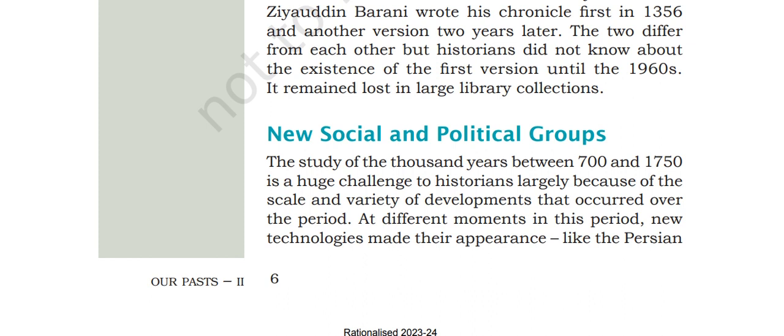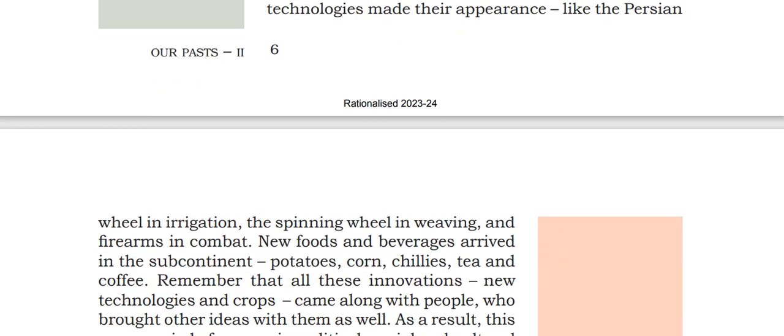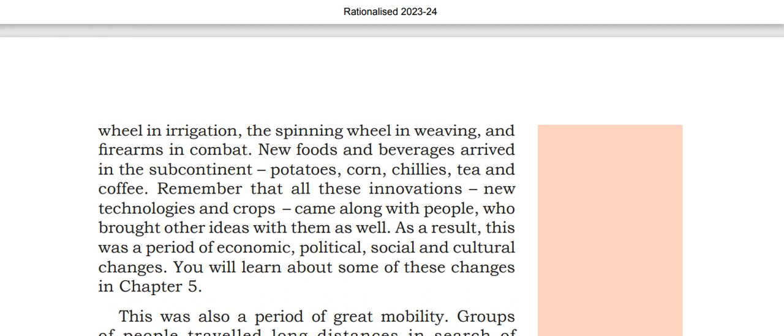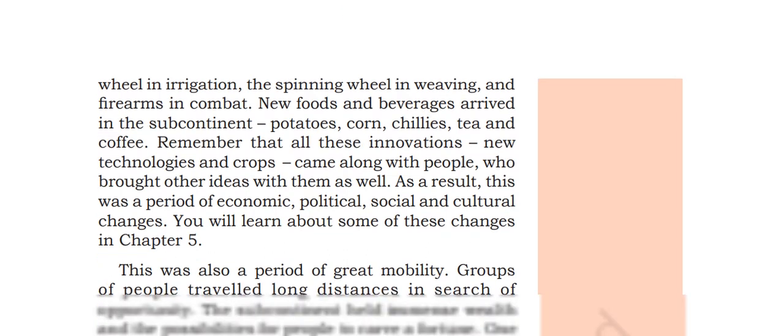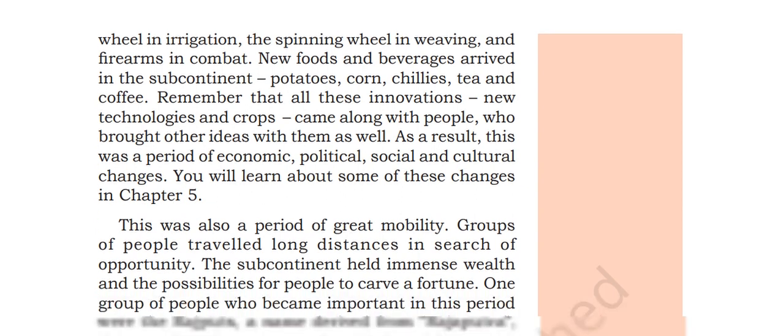At different moments in this period, new technologies made their appearance, like the Persian wheel in irrigation, the spinning wheel in weaving, and firearms in combat. New foods and beverages arrived too: potato, corn, chili, tea, coffee. Along with all this innovation, new technology and crops came the people who brought other ideas with them as well. As a result, this was a period of economic, political, social and cultural changes.